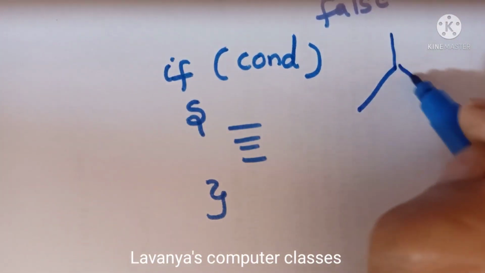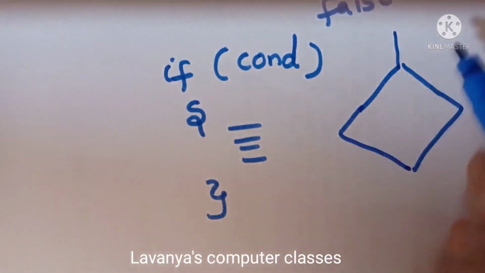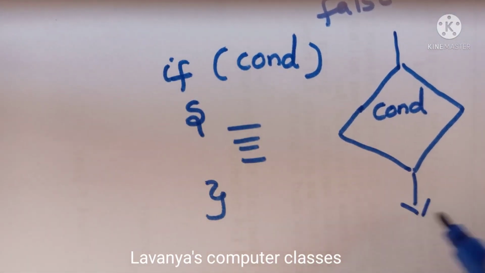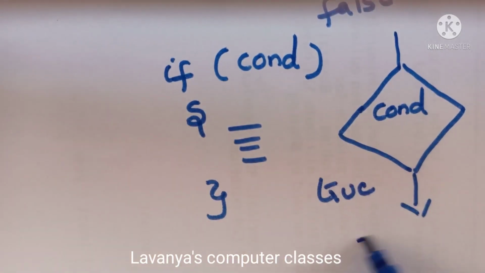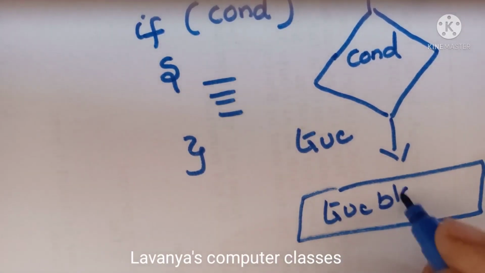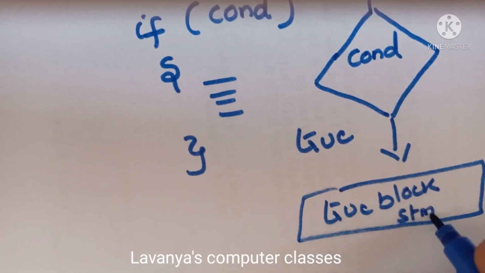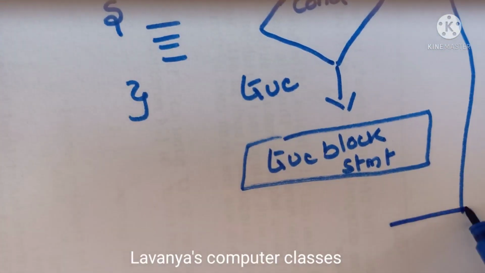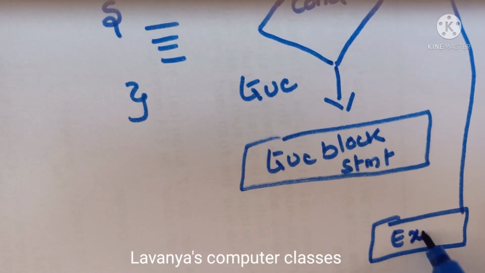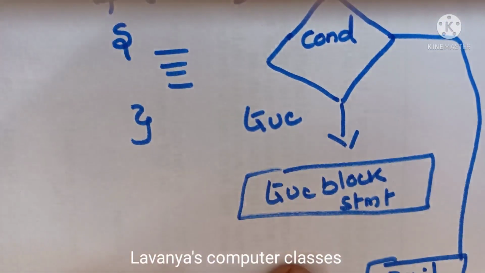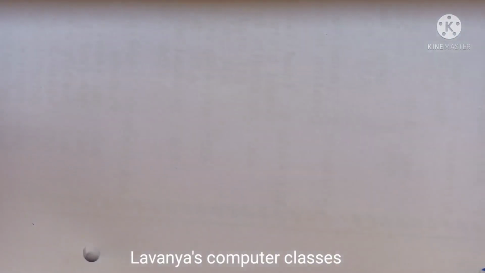Flowchart: we already know the rhombus symbol is used for checking the condition. If the condition is true, then execute the true block statements, whatever statements are there. If it is false, just exit from the condition and do nothing, because it is a simple if statement. See here, this is the syntax and this is the diagrammatic representation of simple if. Now I will explain the if else statement.